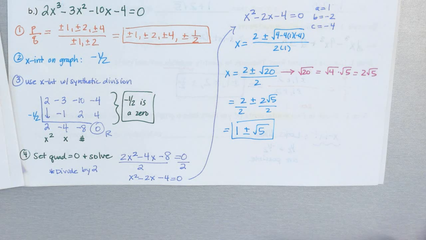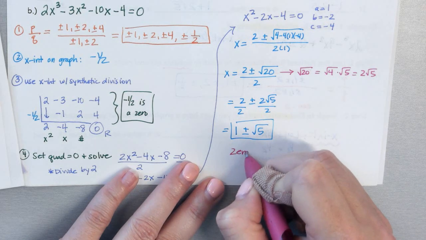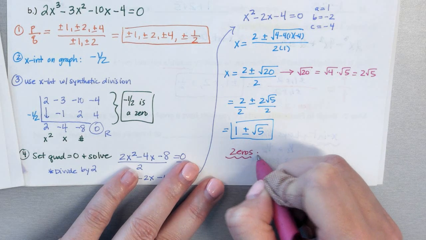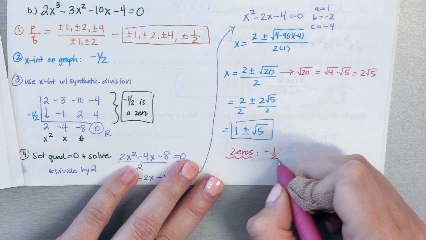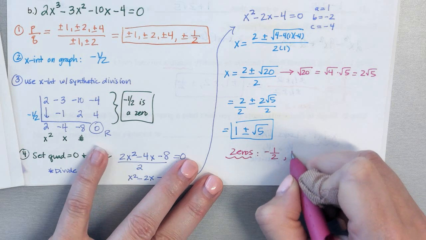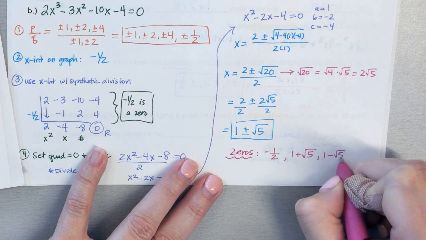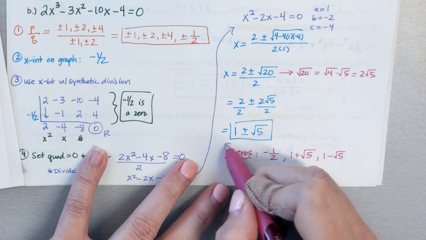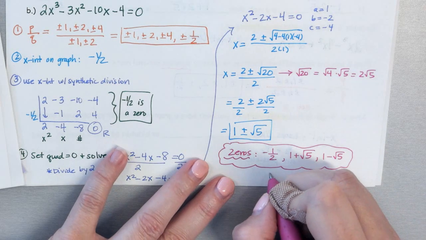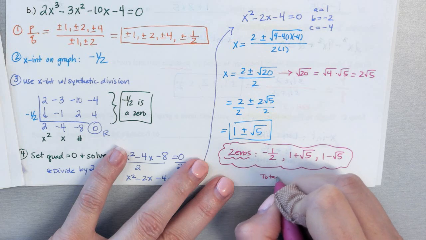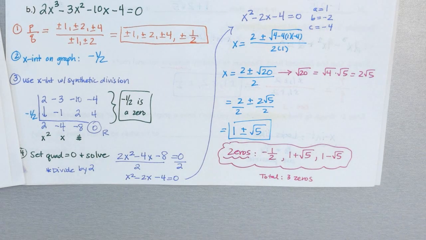So we're going to put all of them together. And there should be a total of how many? 3, because that's your degree, that's your highest exponent. So we have negative 1/2, 1 plus root 5, 1 minus root 5, and you should have a total of 3 zeros.